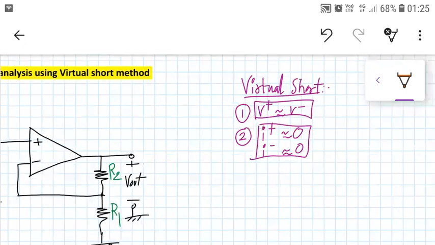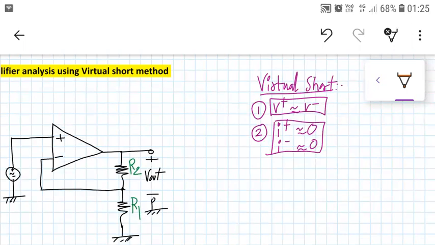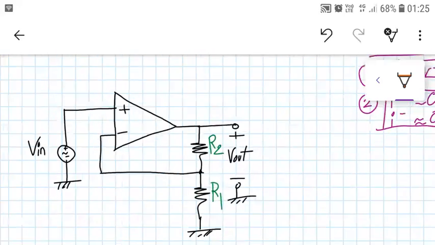So let us try to understand what is virtual short. We have V plus. The first condition is V plus is approximately equal to V minus, and the second condition is that I plus and I minus, that is the current flowing into the op-amp terminals, is almost equal to 0. So let us start our analysis.